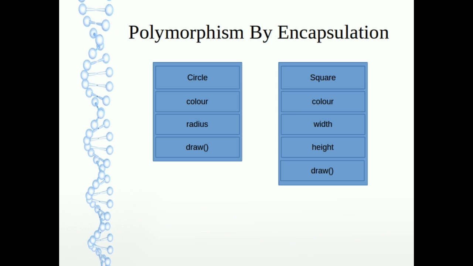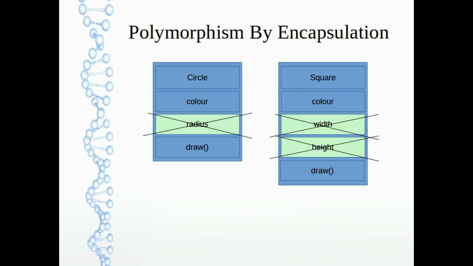Finally, we'll look at using the concept of encapsulation to enforce polymorphism. This diagram shows circle and square objects. Each has the method draw and the property color, but the circle has the radius property, whereas the square has the width and height properties. If we encapsulate the radius property of the circle class and the height and width properties of the square class, attempts to access these properties via external code will fail.